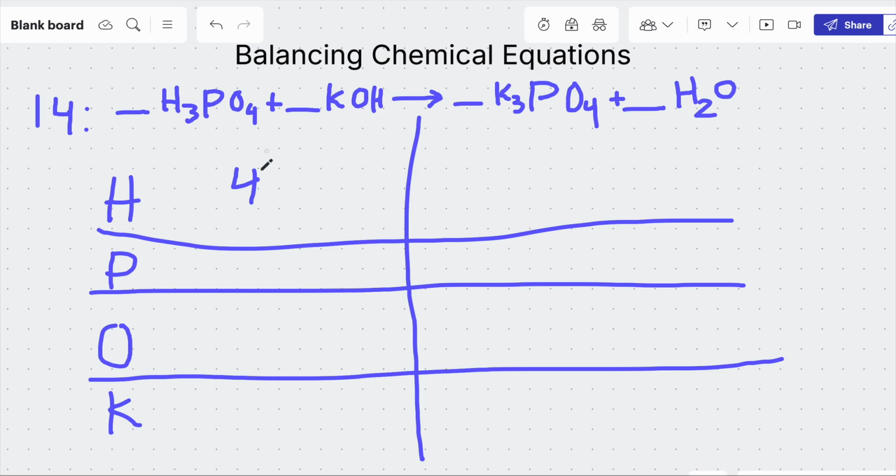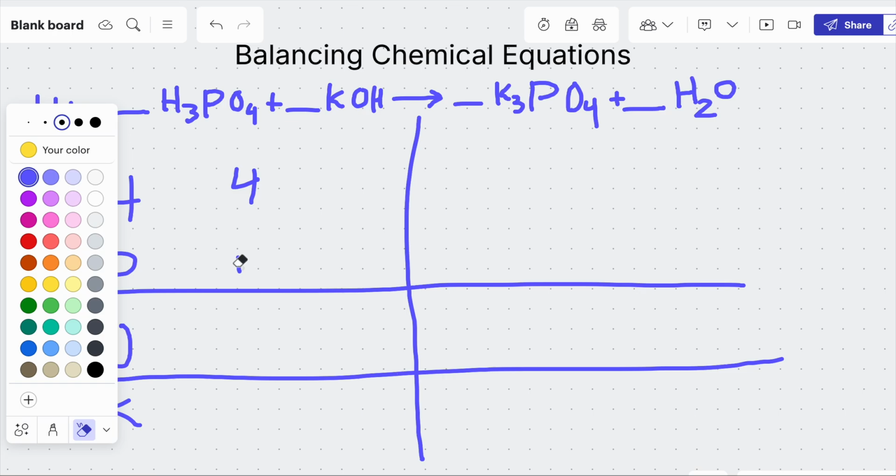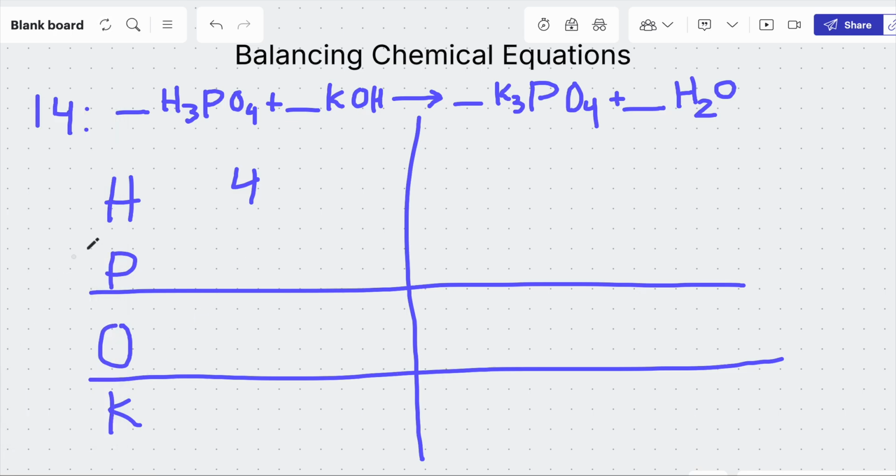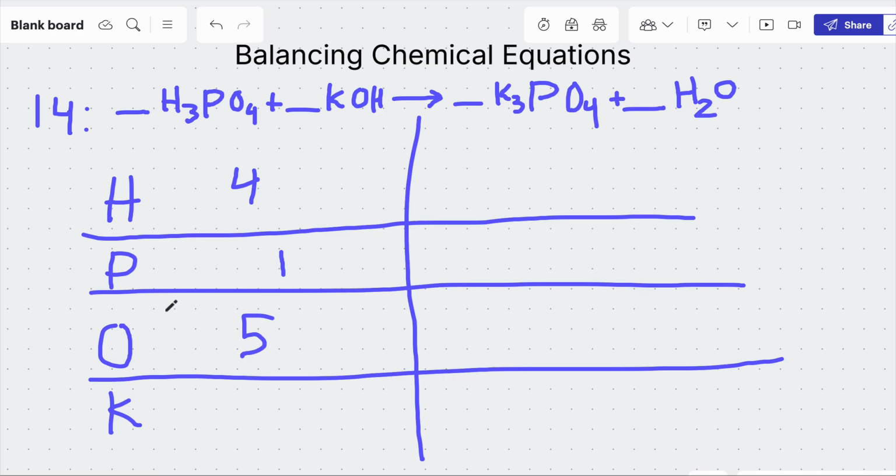We only have P's in one of these. Remember that'd be like P1O4. So we got 1 P. I'm gonna just fix that line. There we go. Okay, 1 P. O's show up in both. We've got 4 here, 1 here. That's 5. And K's only over here. Just got 1 of those.